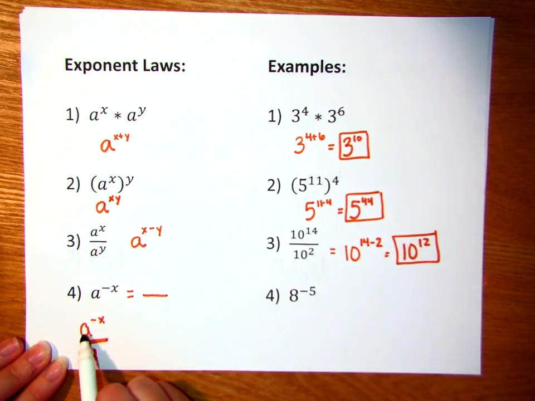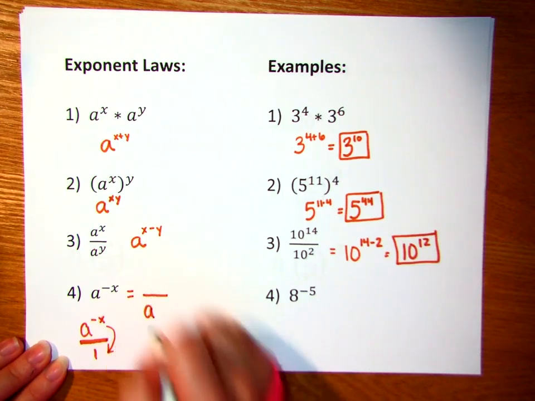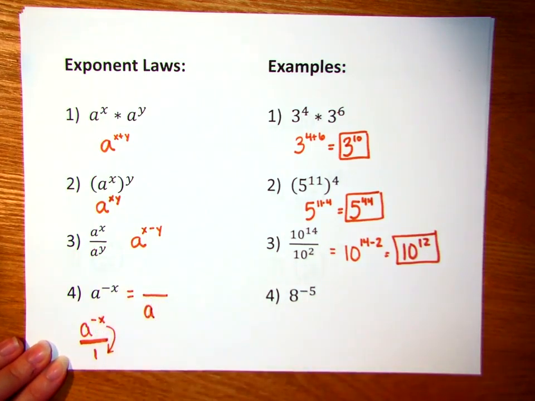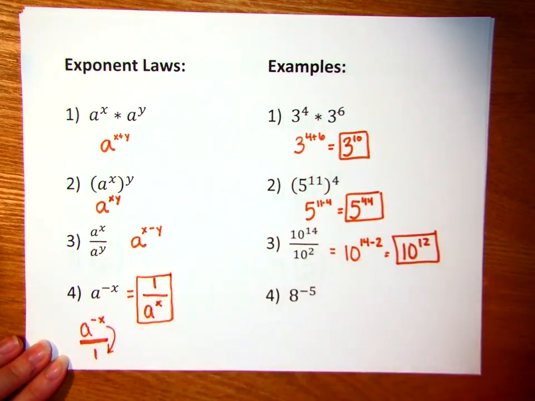So notice that this base and the exponent are in the numerator position. If I move it down here, the base stays the same, but the exponent becomes opposite in value. So opposite of negative x is positive x. But notice there's nothing left on the top. We need a 1 as a placeholder. So that would be your answer right here.